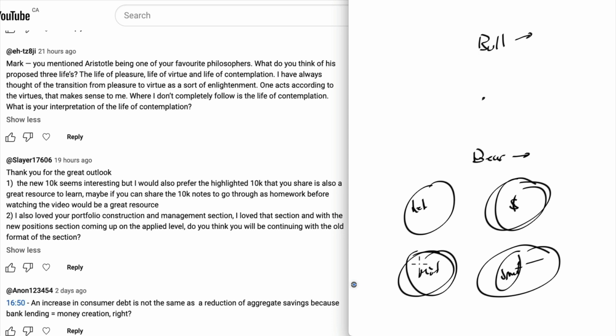I've always thought of the transition from pleasure to virtue as sort of enlightenment. Here's the one thing I will tell you about that transition: it's correlated more to age than anything else. As you age, you move beyond that. But I can't see how you can not go through that. It's just a natural part of the phases that you would go through. One acts according to the virtues. That makes sense to me. Where I don't completely follow is a life of contemplation.